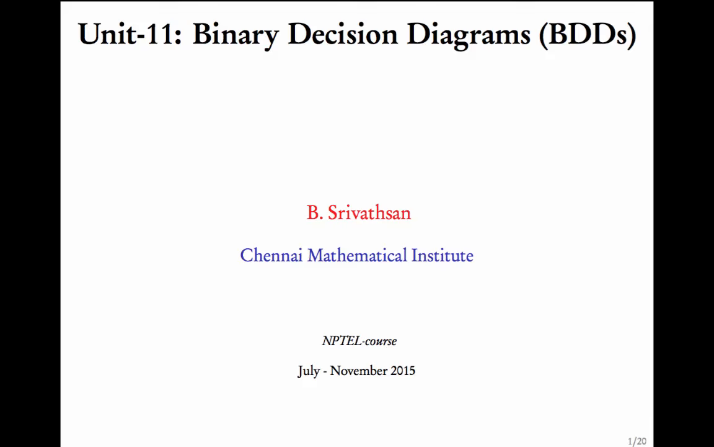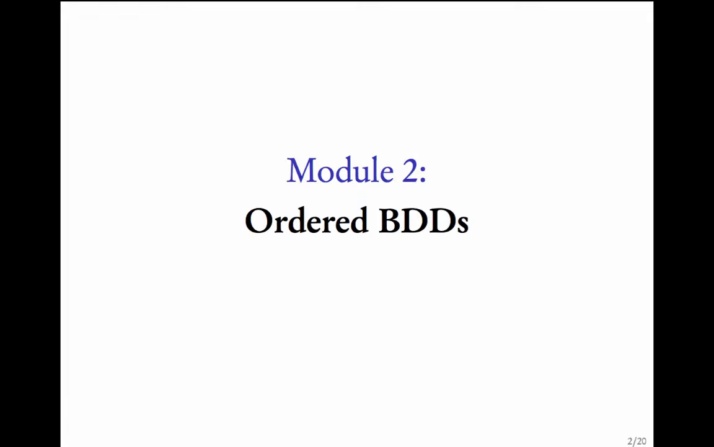We are in unit 11 of this course, and this unit is on binary decision diagrams, which is a data structure for representing Boolean functions. In the last module, we saw an introduction to BDDs. In this module, we will be looking at what are called ordered BDDs.